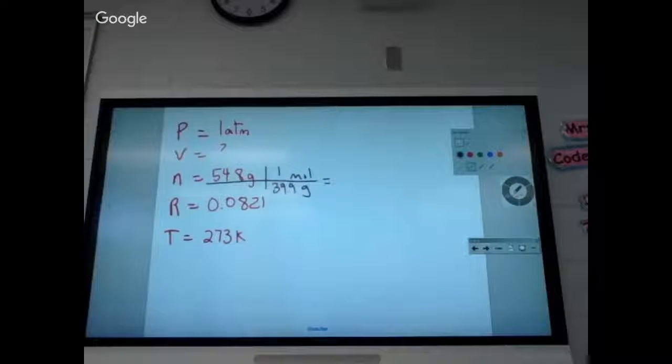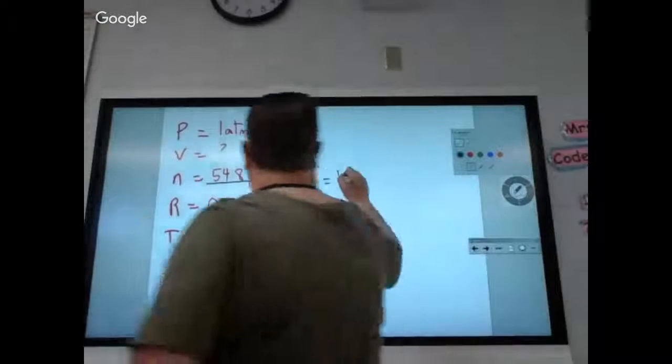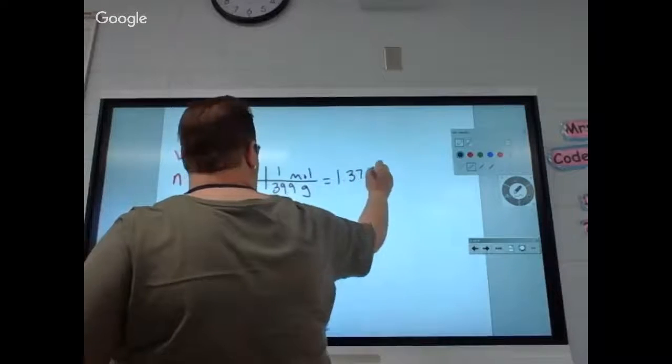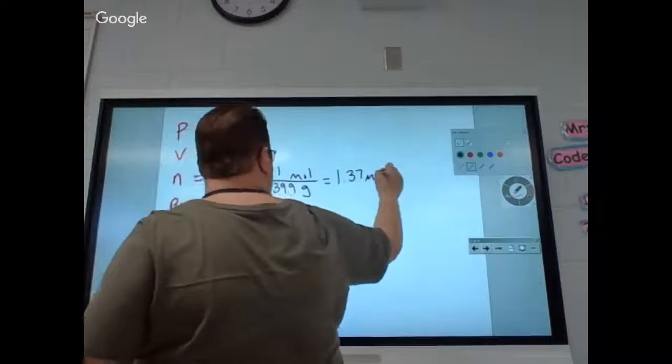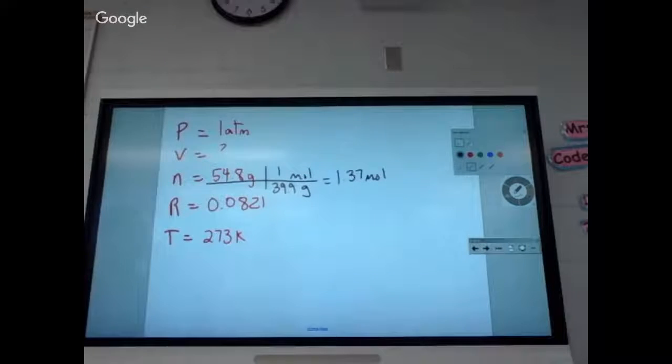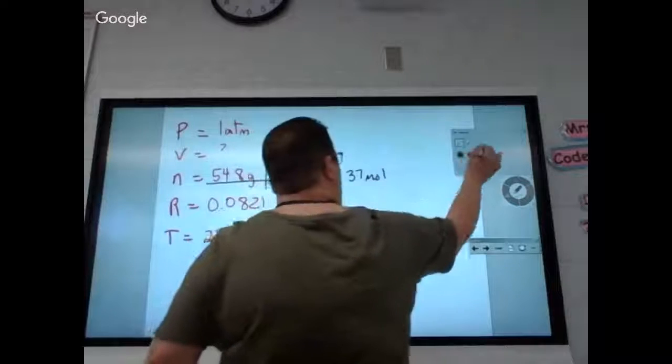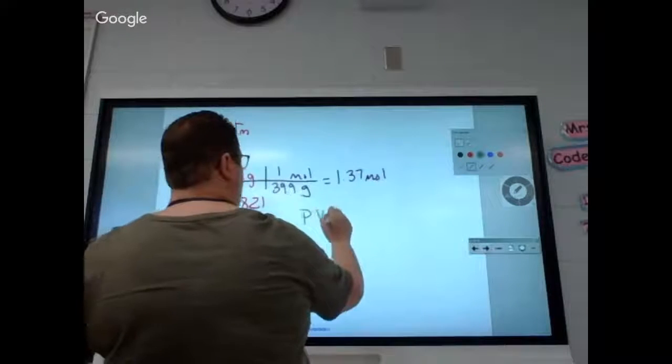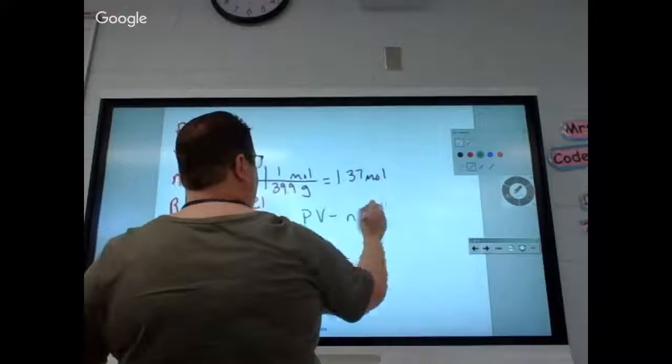All right, so 54.8 divided by 39.9, 1.37. R, of course, we don't have to worry about. And is temperature in the right unit? Yes. So everything's in the right unit except for N, which we just fixed. So do I have anything else to change? No. So now plug it into PV equals nRT.